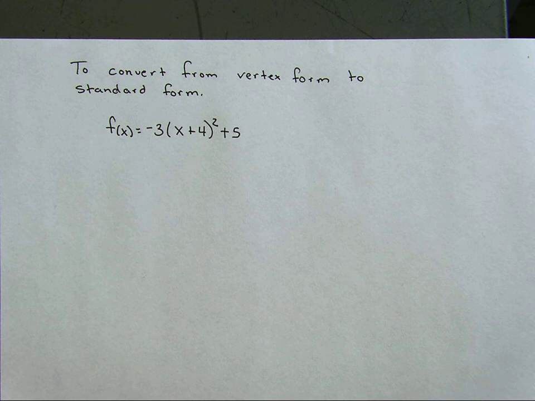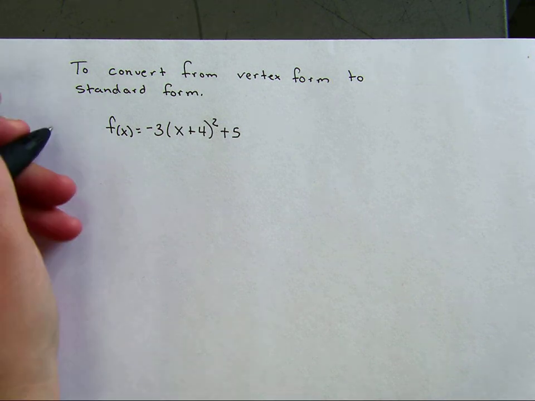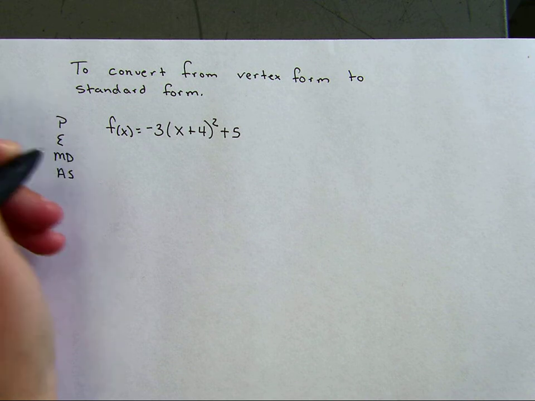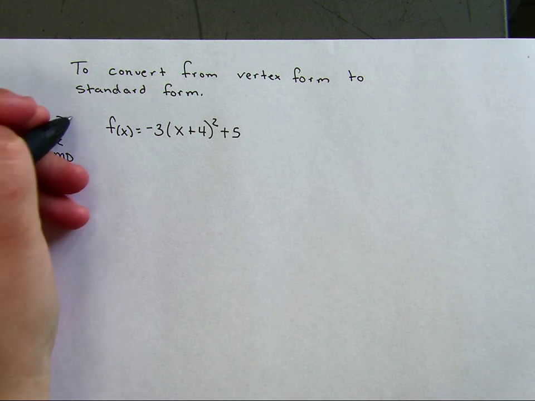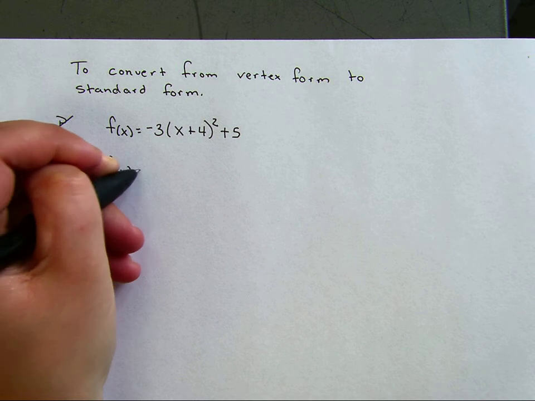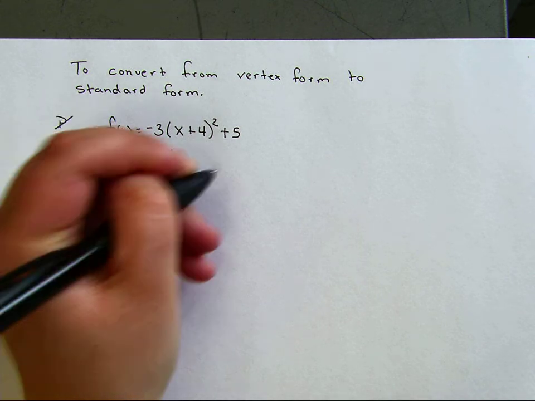Alright, the first thing you want to do when you convert from vertex form to standard form is to undo PEMDAS. Now we're not allowed to do parentheses because they're not like terms. And the way that we take care of the exponent is to do the box.